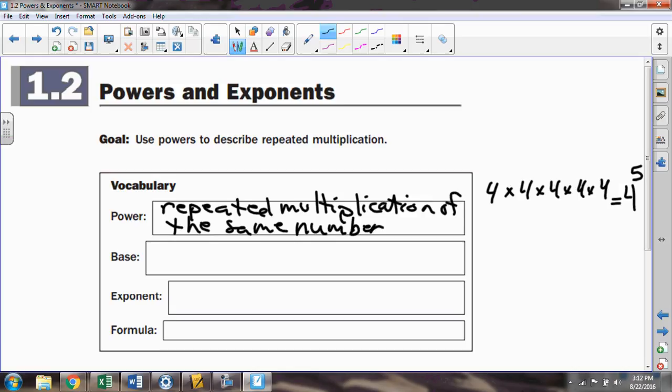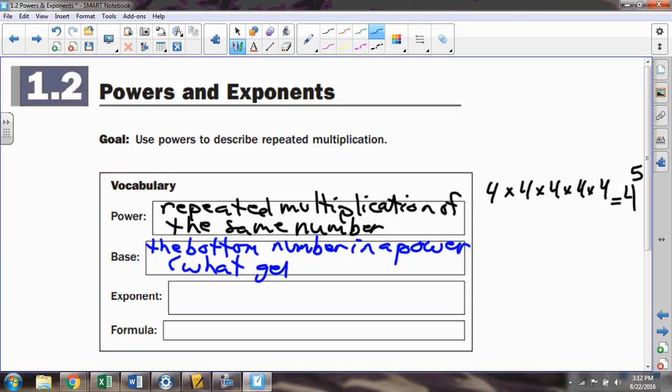With our vocab, what's the base? With this one, the base is going to be your bottom number in the power. And remember, that bottom number is what gets multiplied. The 4 is repeatedly multiplied over and over and over, so that makes 4 the base.